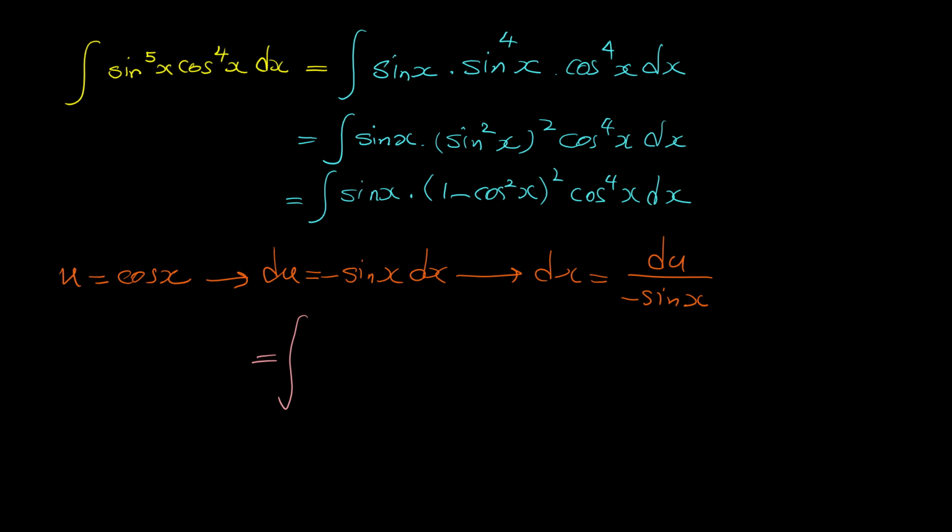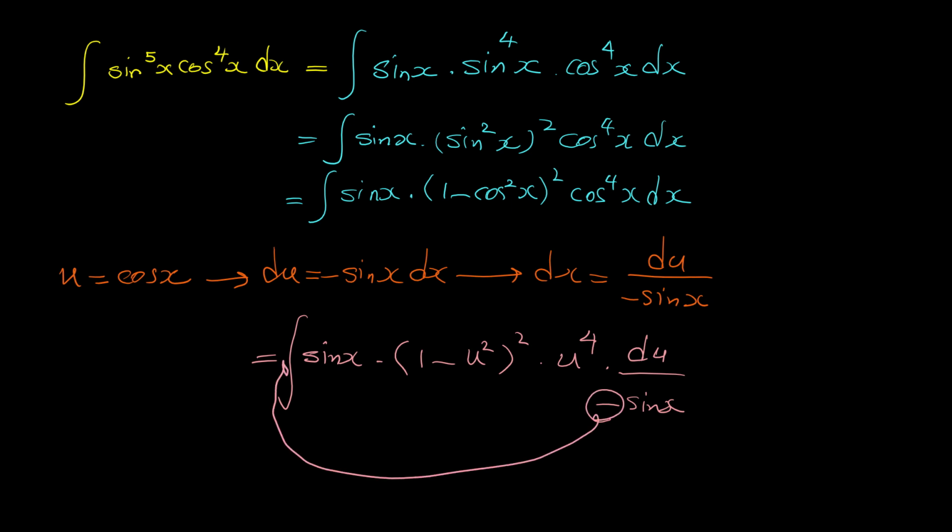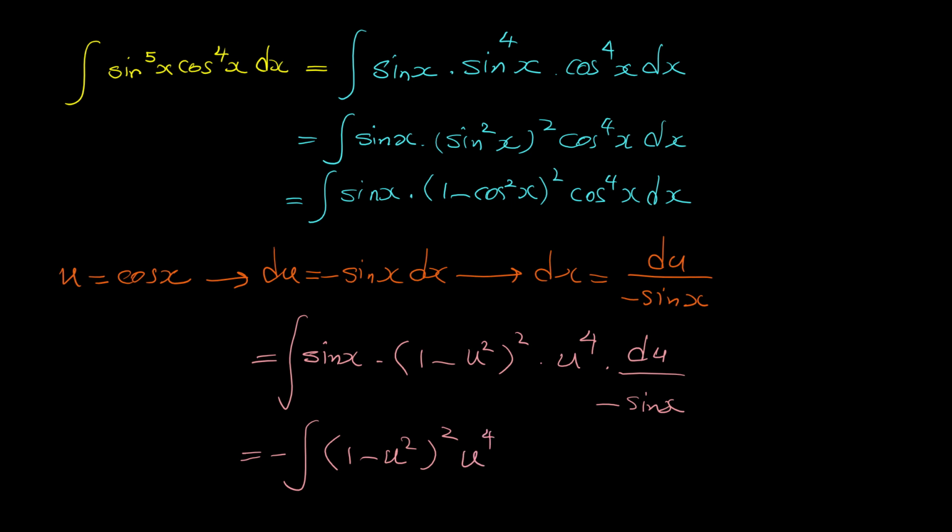We leave the sine x, it cancels in a moment. Then attention, cosine x is u, so whenever you see cosine, replace it with u. So 1 minus u to the 2 times cosine to the 4, which is u to the 4. But what about dx? dx is du over negative sine x. Now sine x with sine x cancels, and we can move this negative to the outside of the integral. So this equals negative integral of 1 minus u squared to the 2 times u to the 4 du.